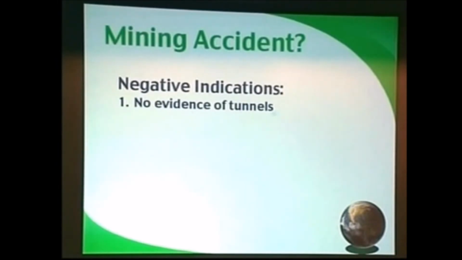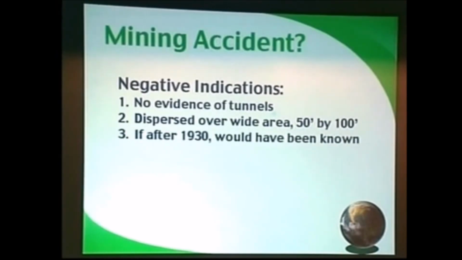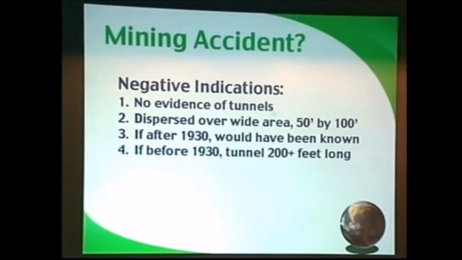You would have to have a tunnel 200 feet long, and you'd see evidence of that somewhere. They're dispersed over the wide area of 50 by 100 feet, which doesn't sound like a group huddled together in a mining accident. If it happened after 1930, we would have known about it. 10 people killed in a mining accident after 1930? I don't think you'd have had something that obscure that nobody would have known about. If it was before 1930, then you'd have to have a tunnel 200 feet long, and there's no evidence of it. And the one who was driving the bulldozer just devoutly affirmed that there were no cracks, no break in the layers anywhere.